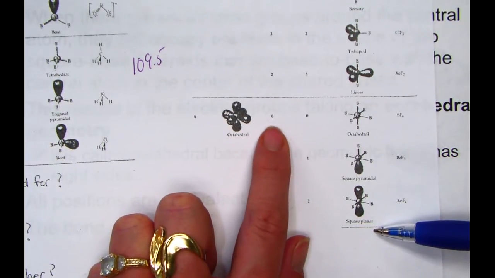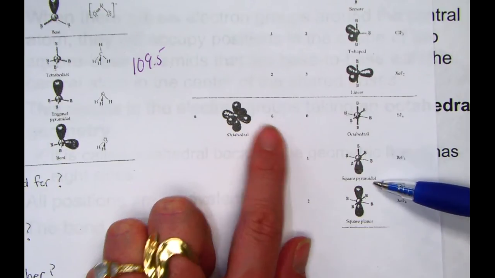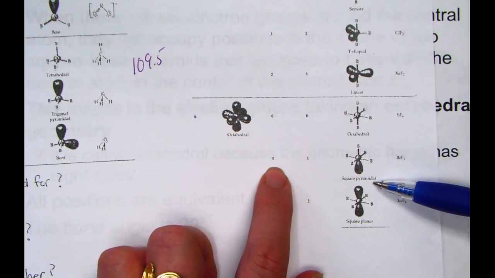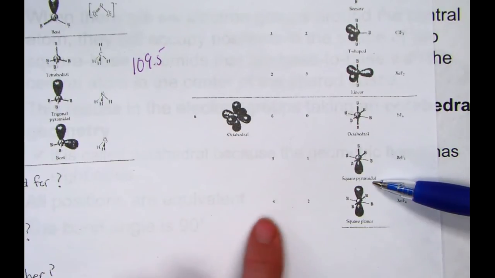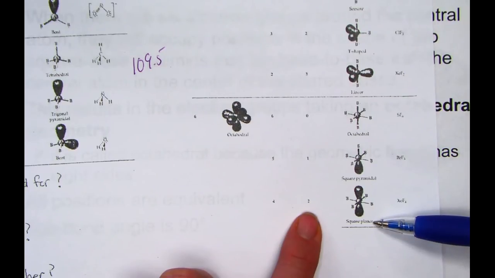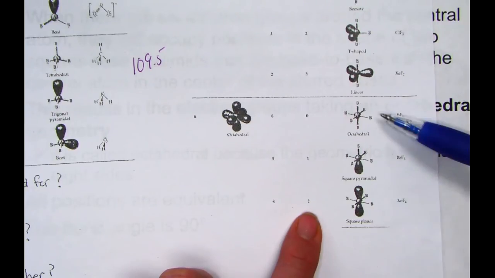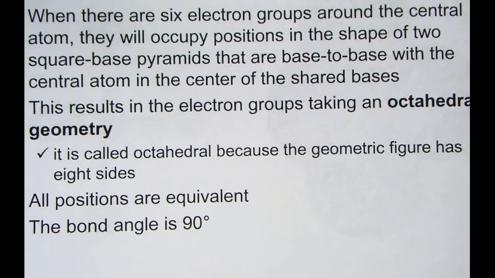If all six of the bonding pairs are bonded back to the central atom, it will be called octahedral. If five of the six electron domains are bonded, leaving one unbonded, it will be called square pyramidal. And if four are bonded and two are unbonded, it ends up being square planar. Three possible molecular geometries for one electron domain that has octahedral shape.